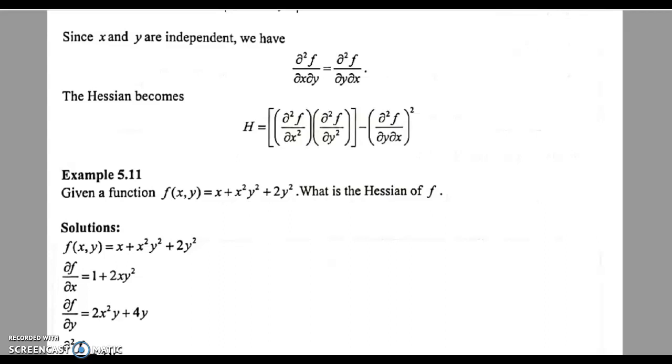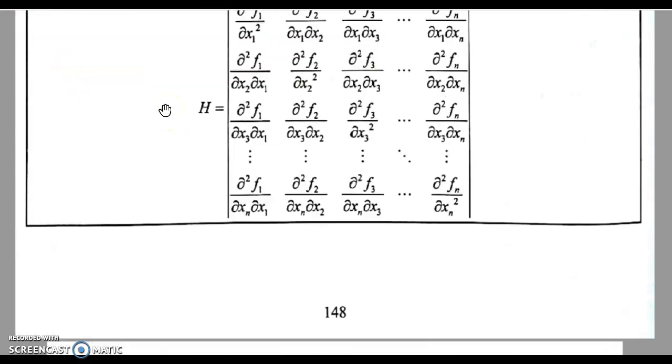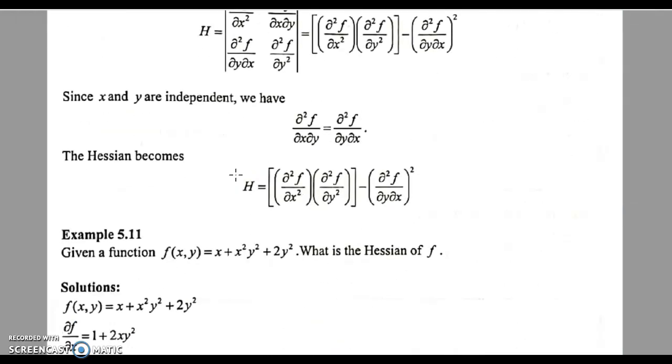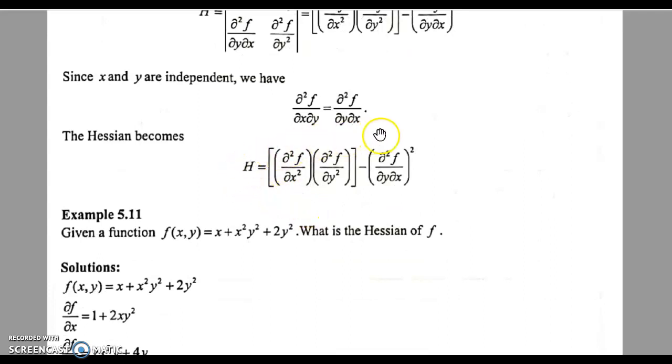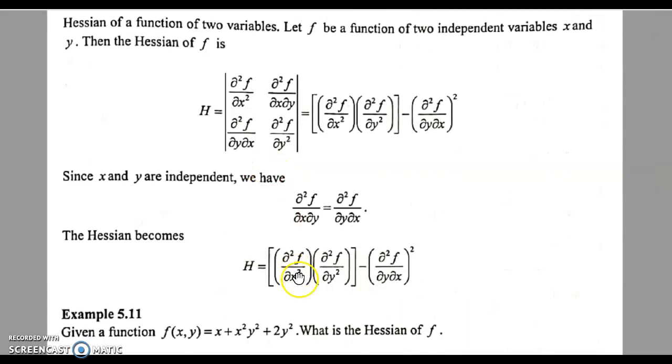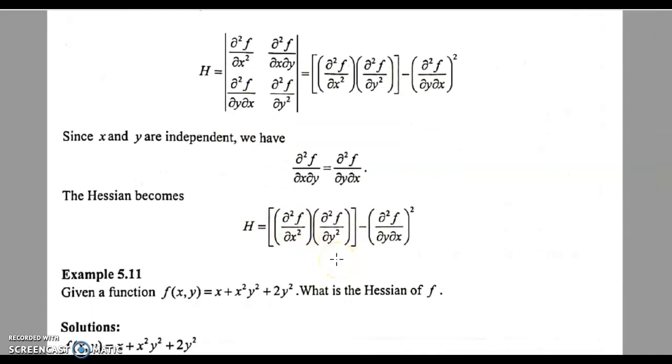This is where we are going to use the second and also mixed partial derivatives, in a subtopic known as the Hessian function. What is the Hessian function? This is the formula of the Hessian function. You can look at these notes to see how they derive this function. What we are going to focus on now is when to use the Hessian function and what the purpose of the Hessian function is.